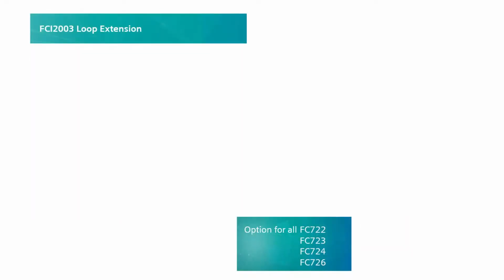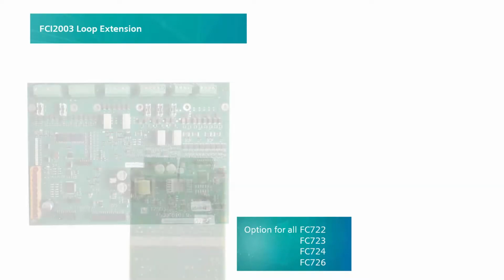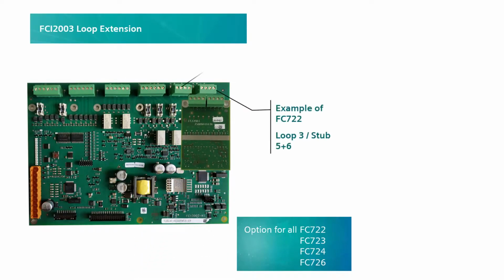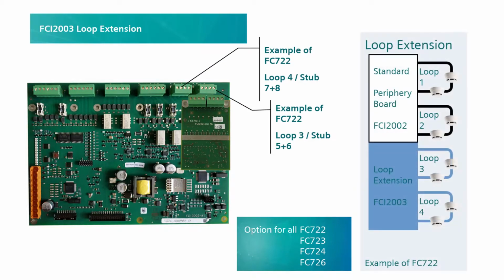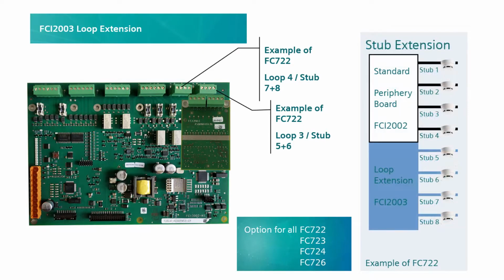And now, let's look at the hardware options. The loop extension module can be used in all fire control panels except the FC721. It is used to double the number of loops and/or stubs. This helps you to adapt the system to existing wiring. The total number of addresses on the fire control panel remains the same. As an example, here is a loop extension for the FC722, which increases the number of loops from 2 to 4. The stub lines can use the loop extension to increase the number of stubs from 4 to 8.